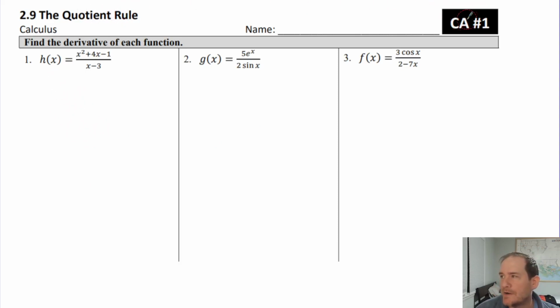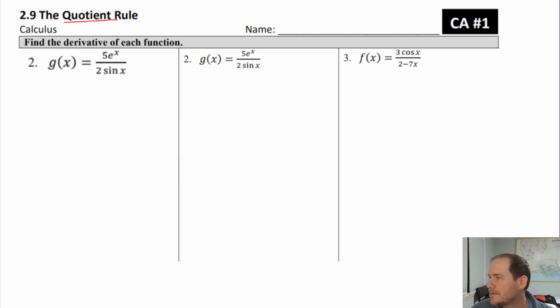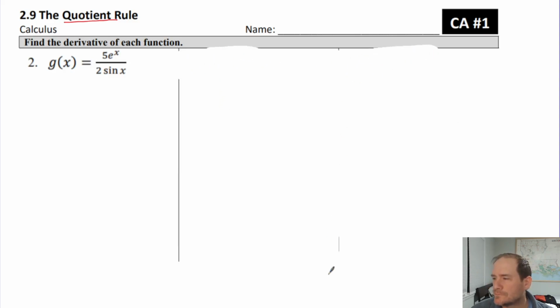But here we go. I'm going to start on sheet number one, of course, CA number one for the quotient rule. And again, I said I'm not going to do the odds because you've already got the print version of the answer key for the odds. So we're going to go ahead and start with the evens. So we'll start with two. This guy here. Make a bunch of room. And we'll hop to it.